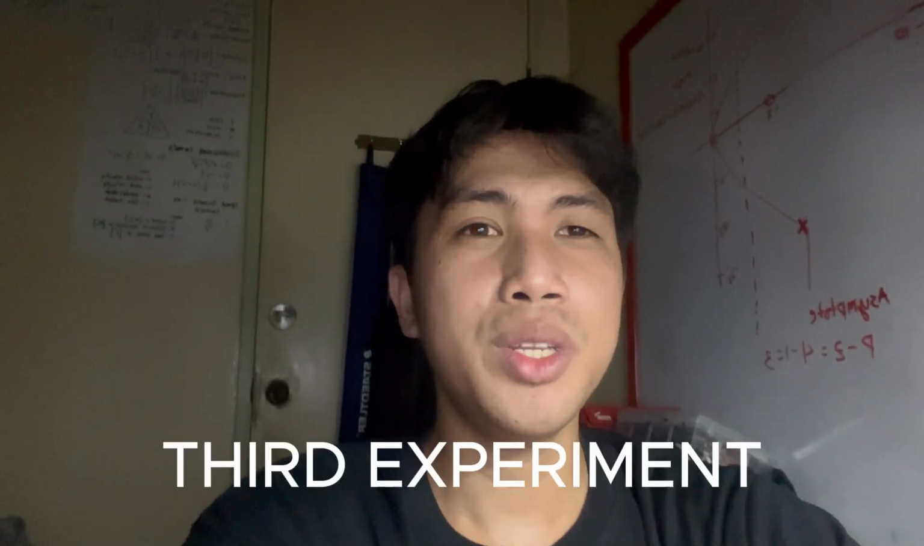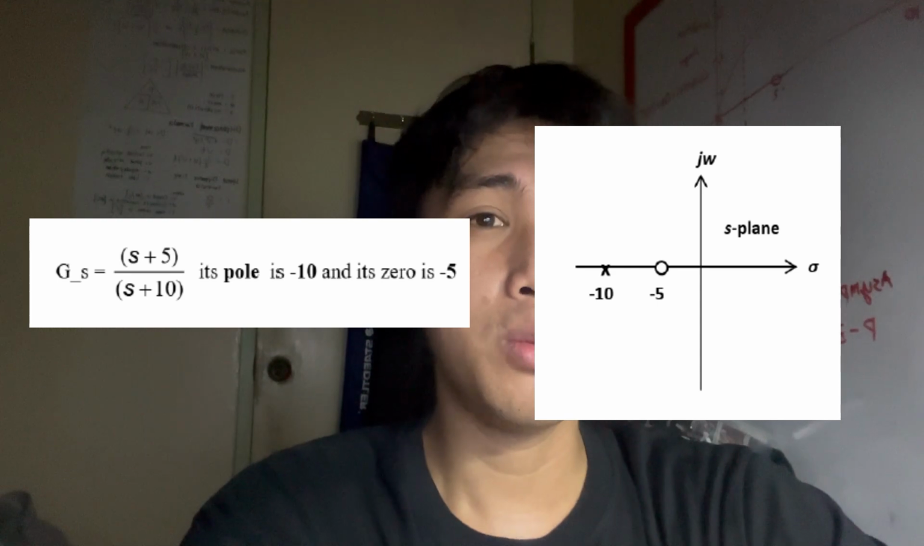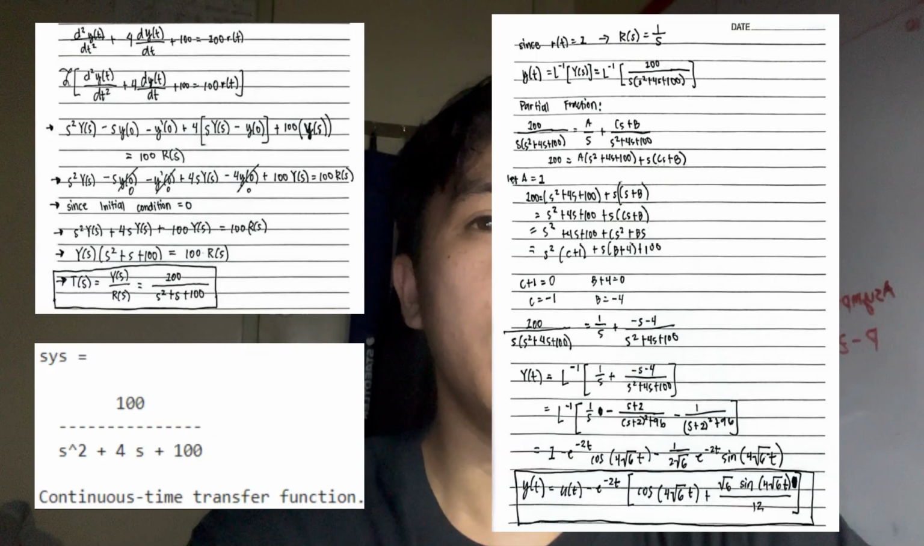In experiment 3, I learned one of the most important foundations of feedback control systems, which is the transfer function and time response of a system. This experiment helped me understand how mathematical equations can represent system behavior through transfer functions, and I learned how to derive transfer functions manually and verify them using MATLAB.